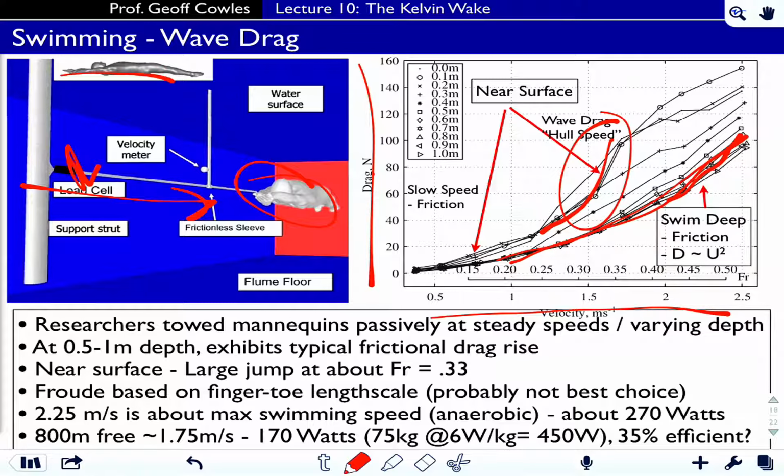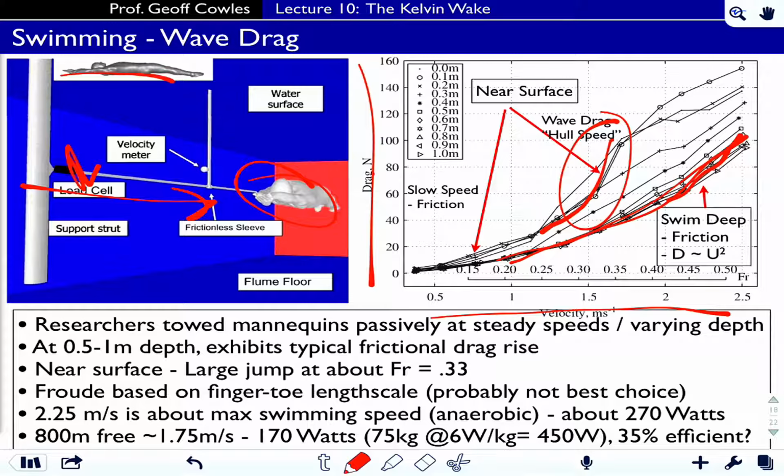And I have to be careful because it's not clear if the wave making is really dominated by the head and the feet. What is really the length between pressure sources for a human? To me, it's kind of unclear. They used a hand to foot length. I think probably a skull to foot length may be more appropriate. I'm not sure. But you do have this large drag rise.